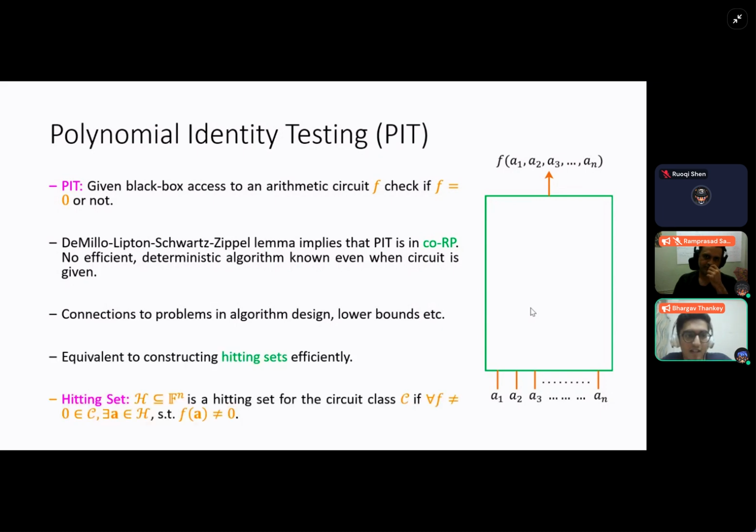And it turns out that PIT is equivalent to constructing hitting sets. A set H is said to be a hitting set for a circuit class C if for all non-zero polynomials f in C, there exists a point a in H such that f of a is non-zero.